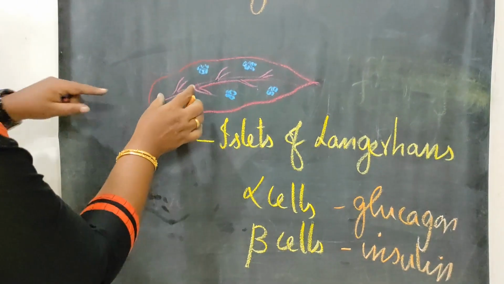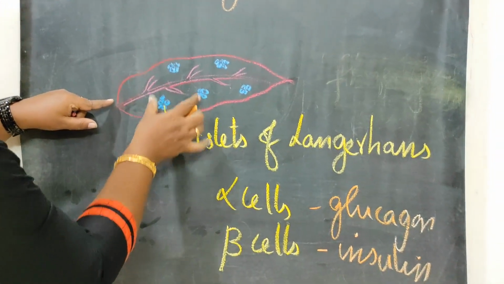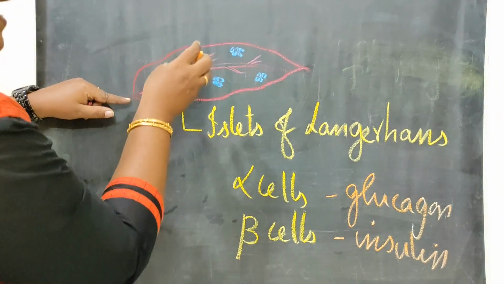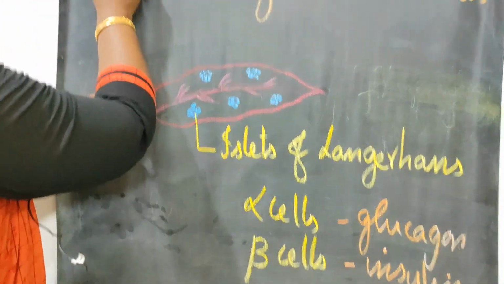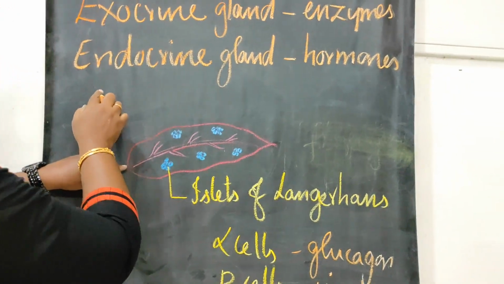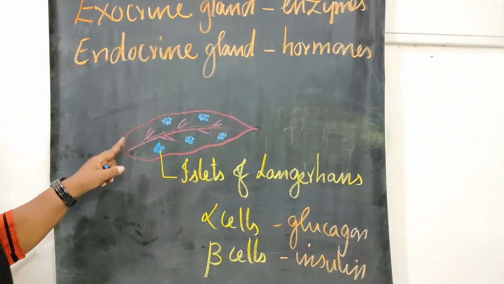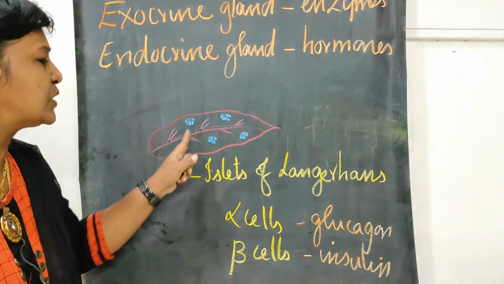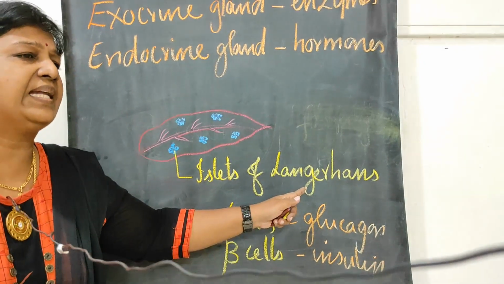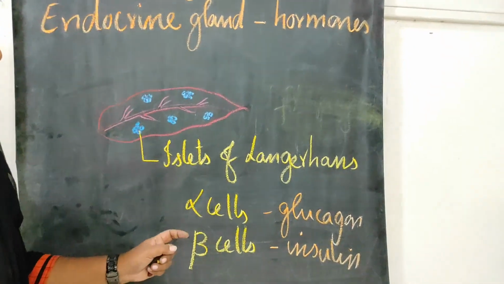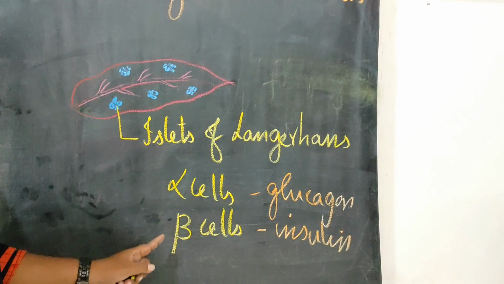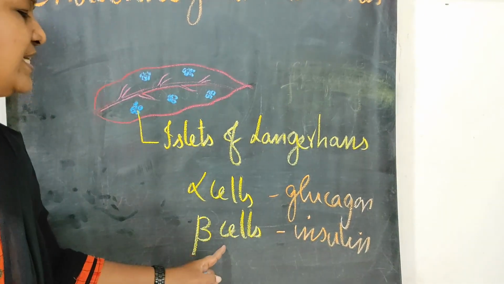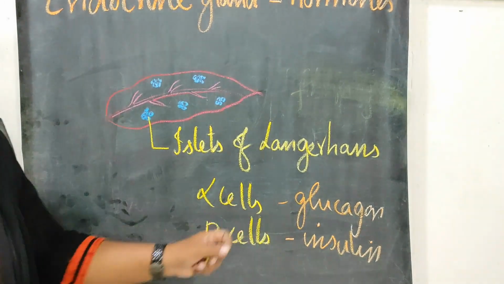This pancreas secretes a juice called pancreatic juice, and it acts as both an exocrine and endocrine gland because it secretes both enzymes and hormones. On the upper surface of the pancreas, there are groups of cells called islets of Langerhans, which have alpha cells and beta cells. Alpha cells secrete glucagon, and beta cells secrete insulin.